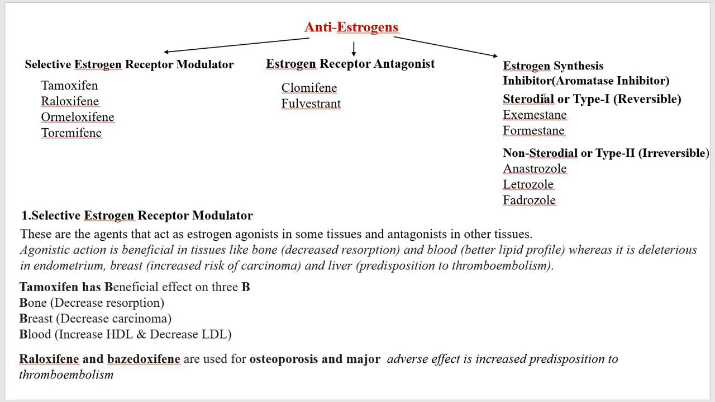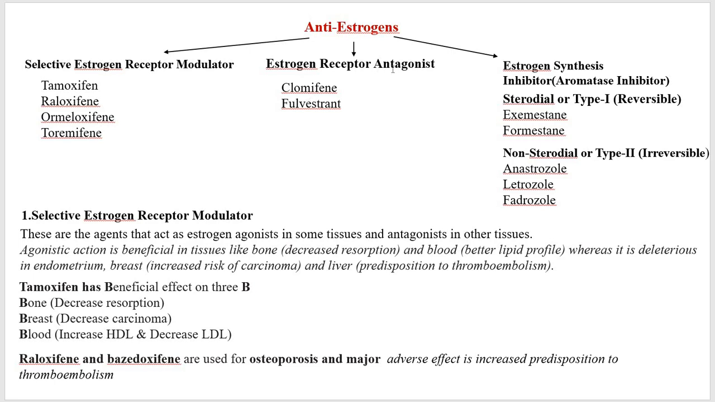So here, see, agonistic action is beneficial in tissues like bone, decreased resorption, and blood, better lipid profile, whereas it's deleterious in endometrium, means antagonist. And in breast, increased risk of carcinoma, and in liver, predisposition to thromboembolism. These are the effects. Tamoxifen, raloxifene, and ormeloxifene are the estrogen receptor modulators, means in some tissues they act as an agonist and in some tissues as an antagonist.